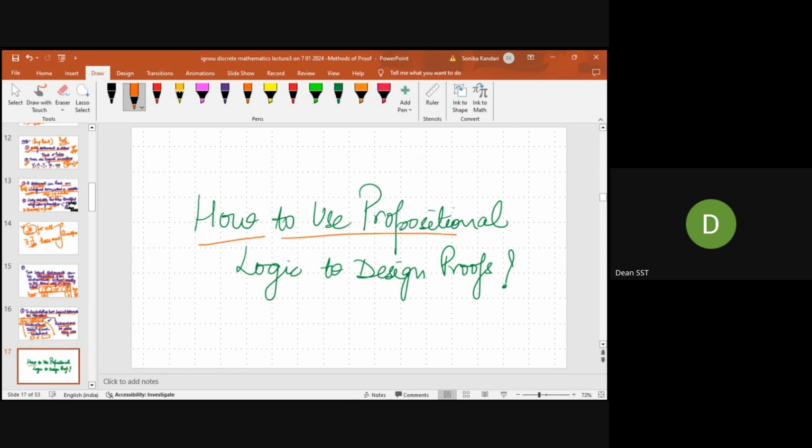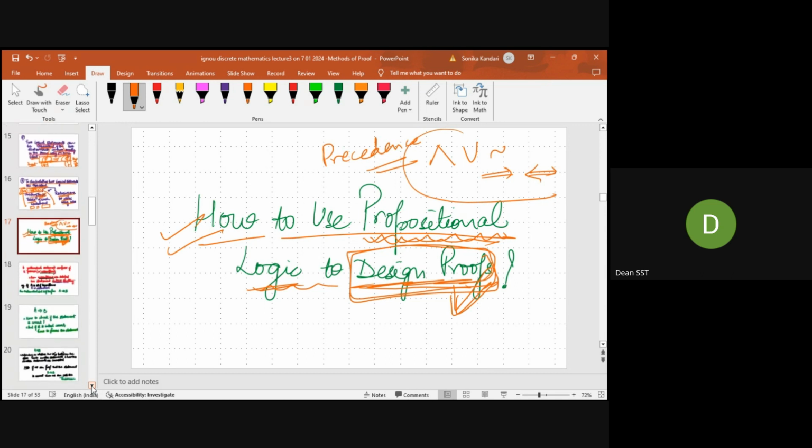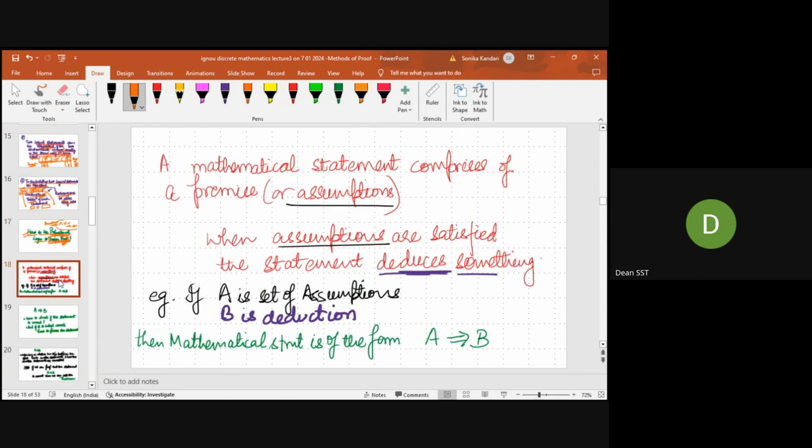So, how can we use propositional logic to design proofs? Our chapter is about proofs. We have studied propositional logic: conjunction, disjunction, negation, implication, bidirectional, and so on, and we have seen their precedence also. Fine. So now we will see how propositional logic can be used to design proofs, because in this chapter we are looking forward to different types of proof.